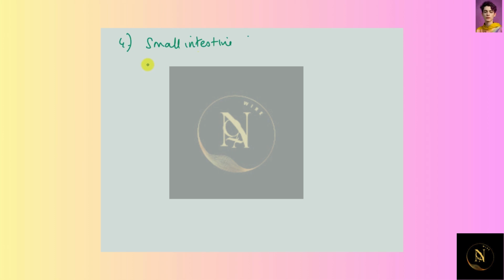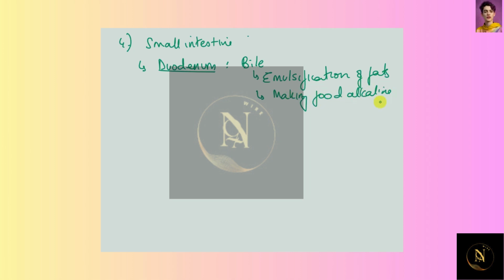The small intestine is divided into duodenum. What happens in the duodenum is that bile is poured into the duodenum, and the function of bile is for emulsification of fats, also making food alkaline. Why does it make food alkaline? Because the food was stored in the stomach, and the stomach is highly acidic, and when the food now comes to the small intestine, it should be made alkaline by bile.